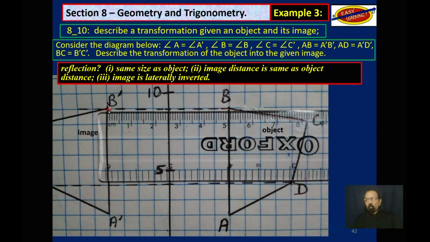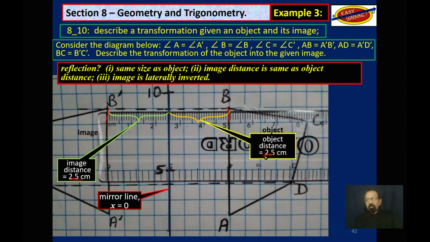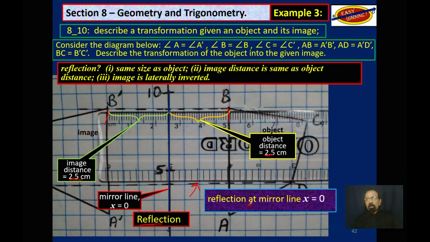This is just showing one of the measurements where that distance is 2.5 centimeters and this distance over here is 2.5 centimeters. You would have done the same thing with that other line down there with different measurements, but you would have found that the image distance is the same as the object distance. So we have reflection. We also need to know where it is reflected. What is this line?